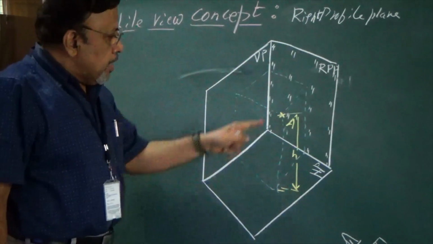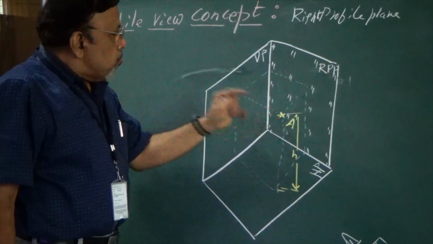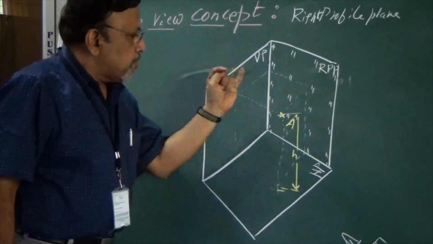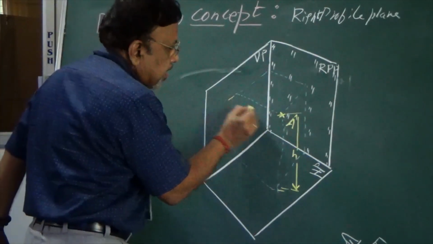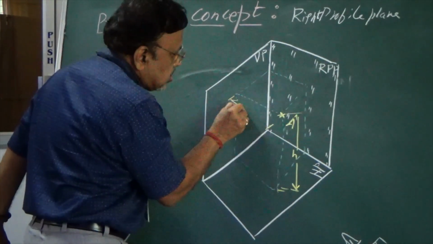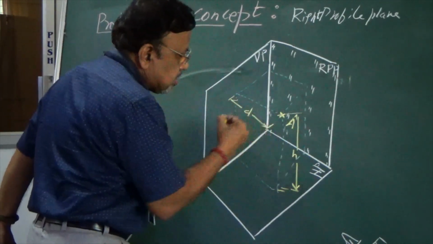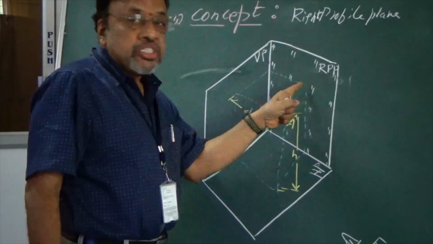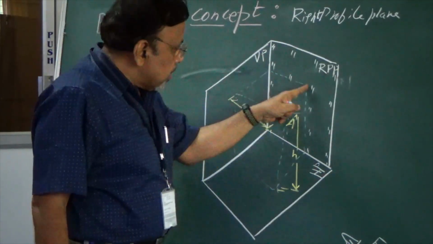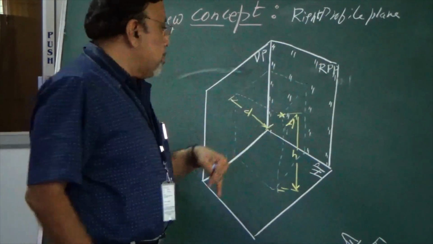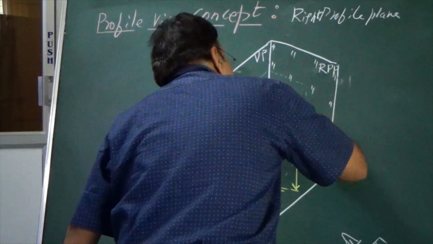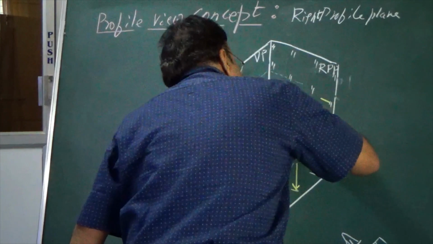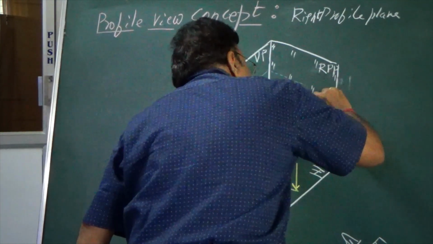Then this particular point A with reference to VP, it is in front of VP by this distance. We consider this as the D distance. Now we have added one more distance. That particular distance is from RPP. So let me consider this distance also. Let us say this distance is some S distance.